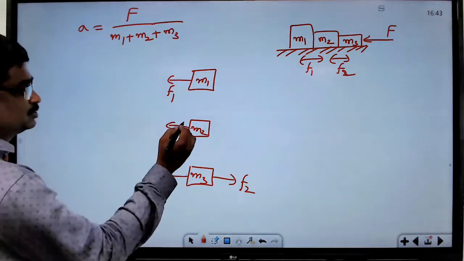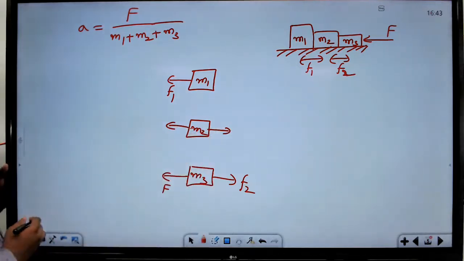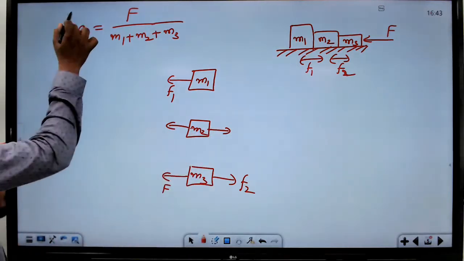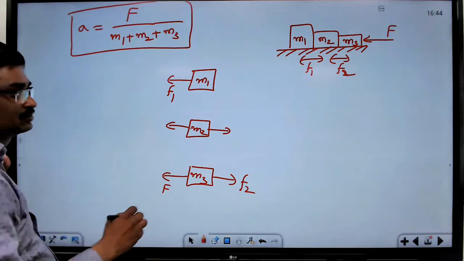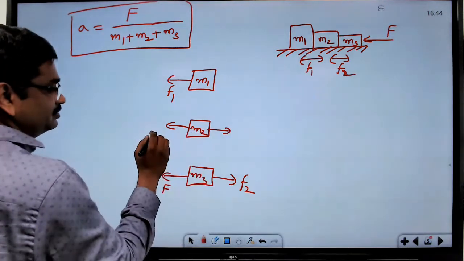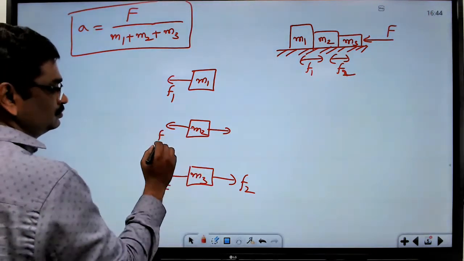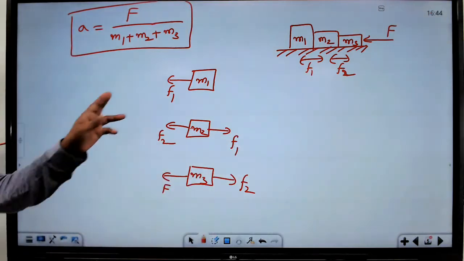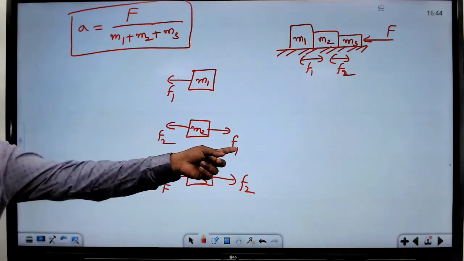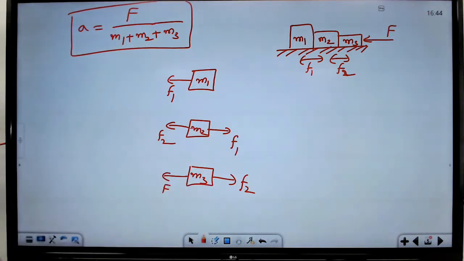Now, for mass M2, F1 in which direction? Left side. F1 or F2? F2. So just write the opposite of these two. Opposite of this here, opposite of this here.